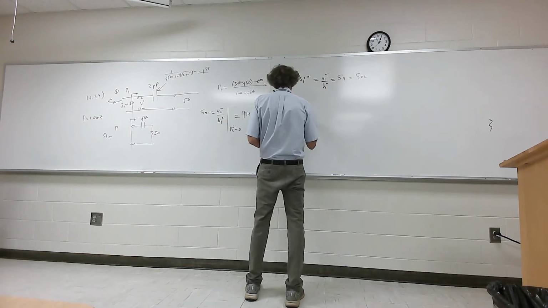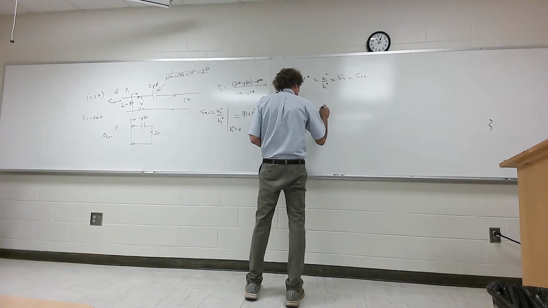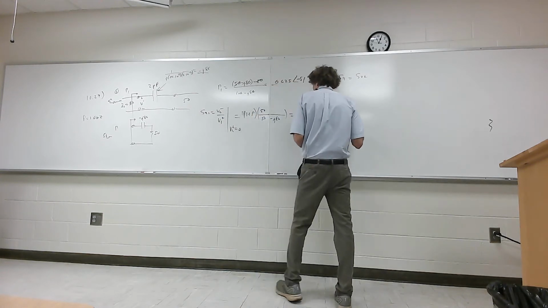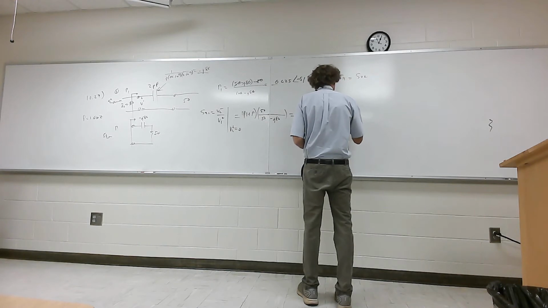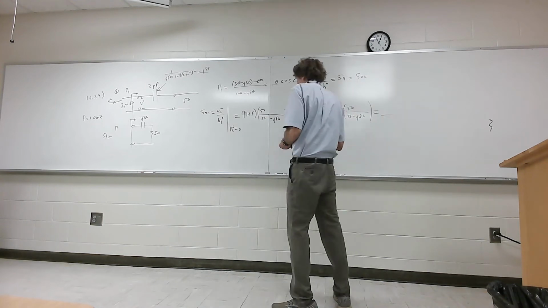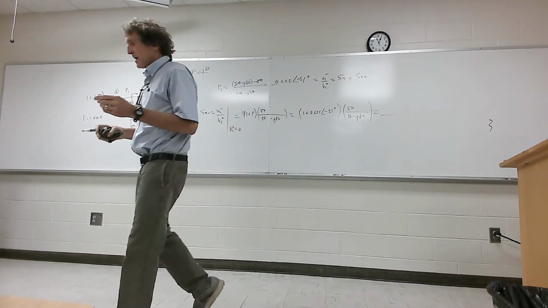I don't know what this is, but this should be pretty easy to see. So I'm going to have 1 plus 0.625 at an angle of minus 51 degrees, and then it's times 50 over 50 minus J80. I'm going to make a comment here when you give me that value. Give me magnitude and angle.